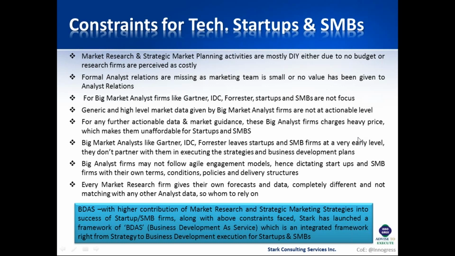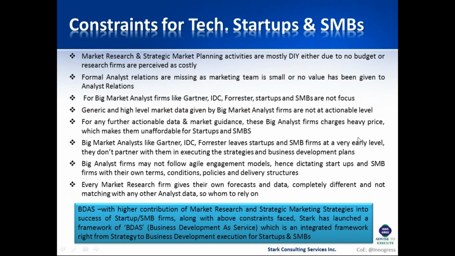The reason is that most of the market research activity is done by founders and CEOs in DIY mode. And that's fair enough. I appreciate that they should build their understanding of the industry. But going forward, there should be formal analyst relations. That should not be missing because it's a startup, a new, small company. Analyst relations, like bigger companies have, should not be missing in a startup setup.